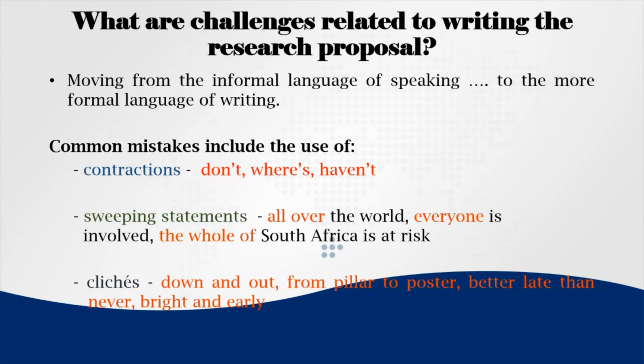So these are some of the informal ways of speaking that one needs to avoid in the proposal. The use of glitches. It's nice when you are talking and then you just mention those glitches like I'm down and out. But in a scientific document, this is not the language that should be used. Things such as from pillar to post, they make sentences lose meaning. So you need to use the correct scientific language because it's important in the research proposal.